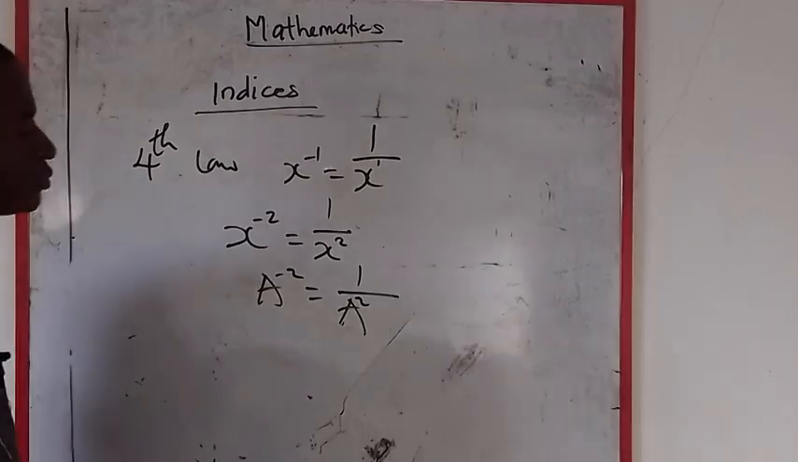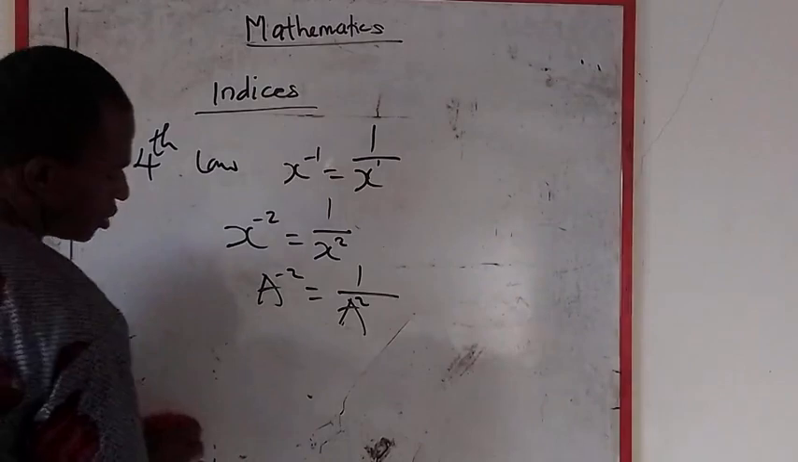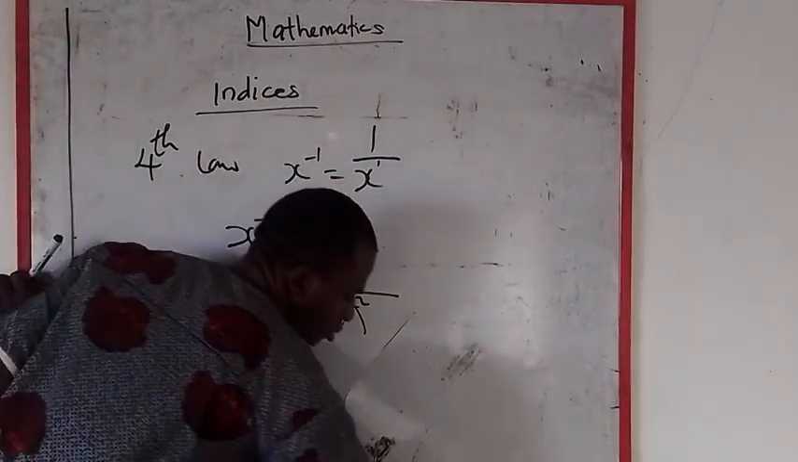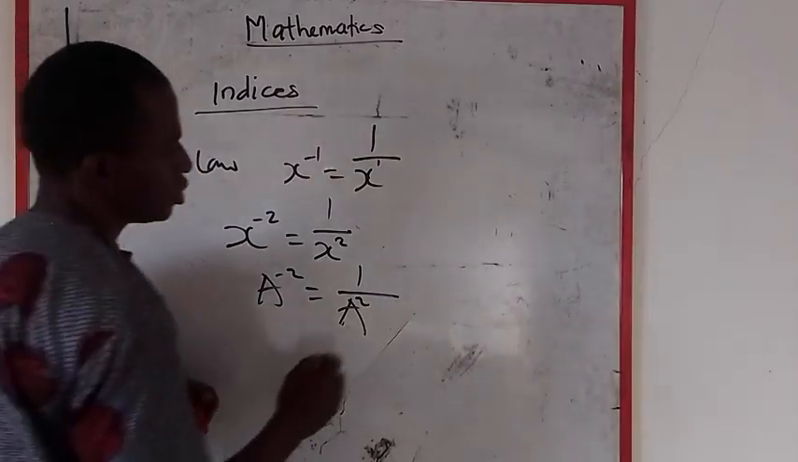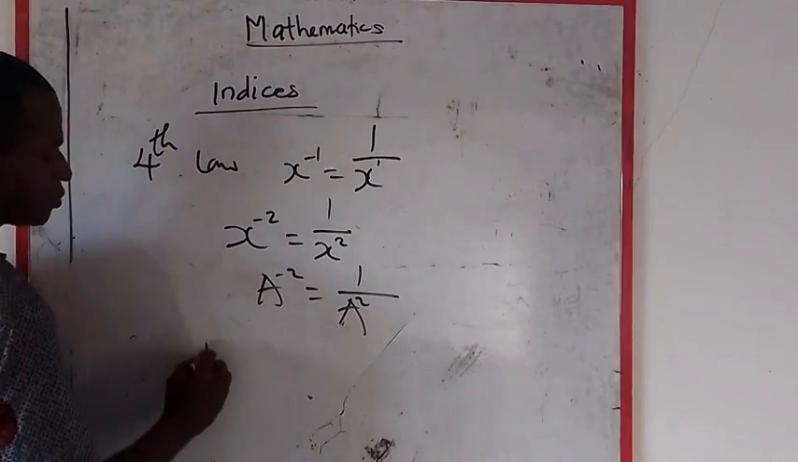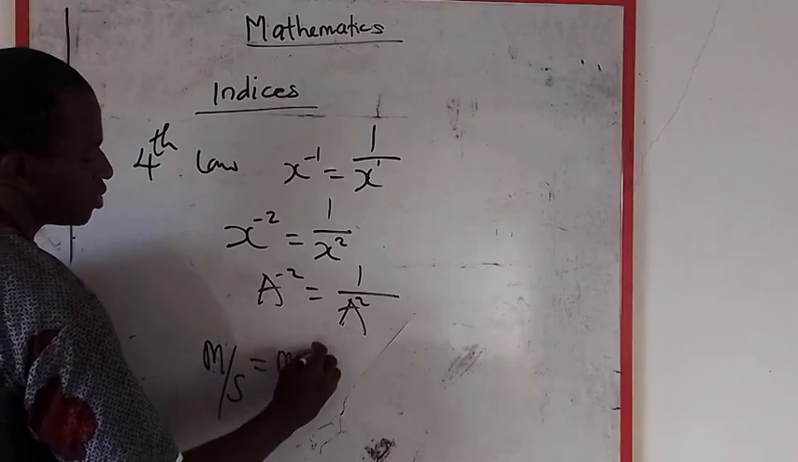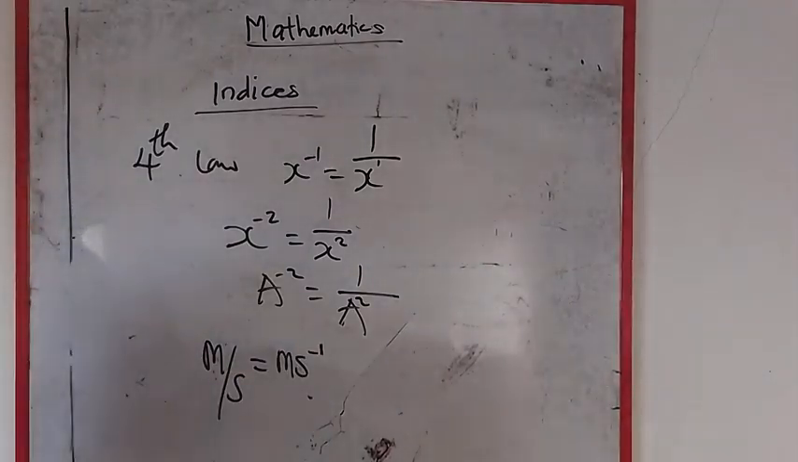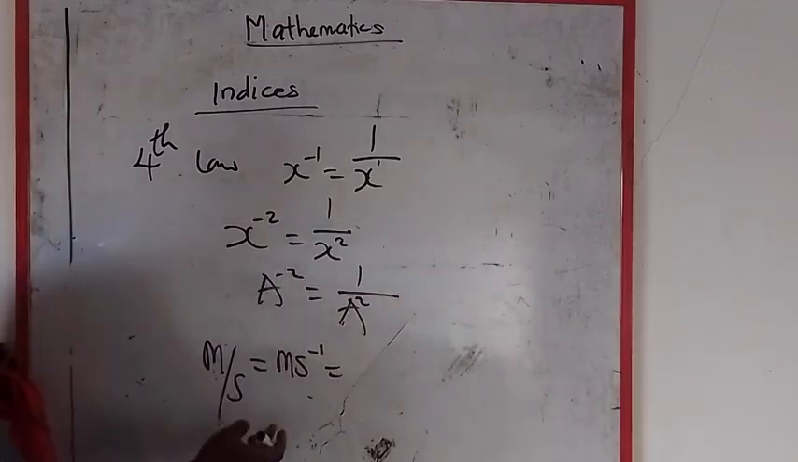It's just the law. We have these things applied in physics that so many people do not understand how those units play out. For instance, we normally say in physics that meter over seconds is the same thing as meter seconds raised to the power minus 1. This is what is happening here. Let me explain what is happening. This is just the fourth law of indices that you are seeing there.